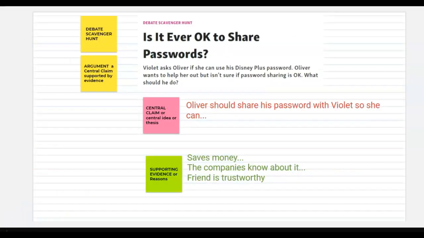So to summarize, in an argument, there is a central claim, and then there is supporting evidence or reasons intending to convince the reader or the listener of the central claim. That's the right side of the argument. So an argument has a central claim and hopefully convincing supporting evidence.